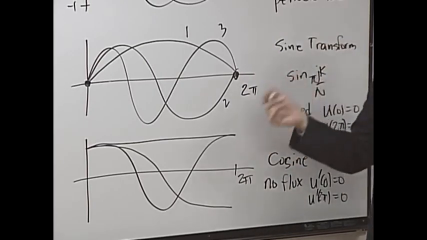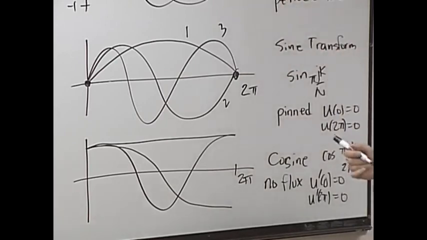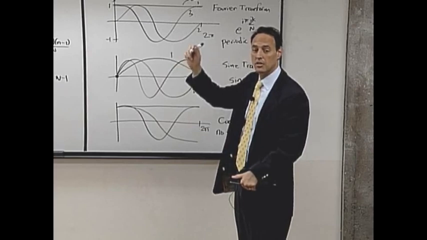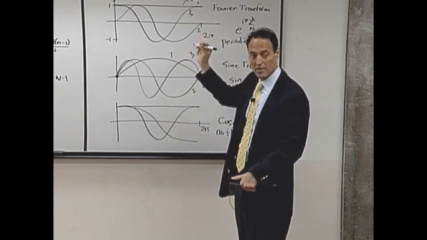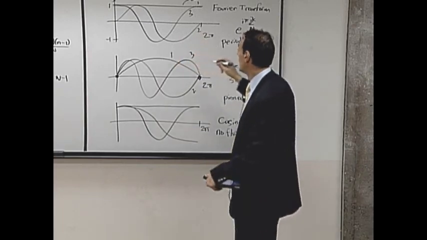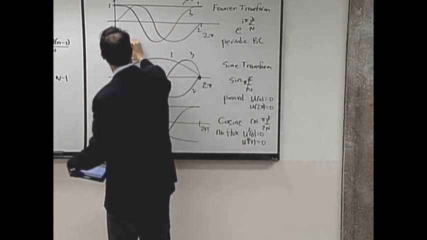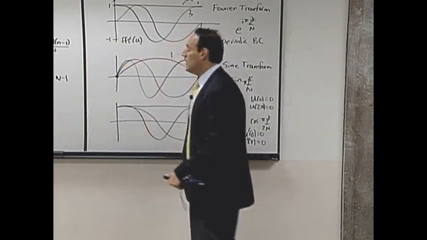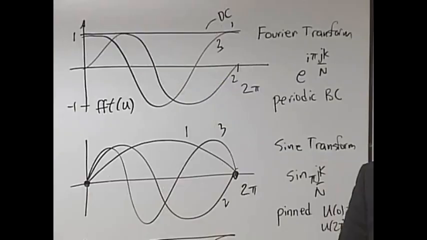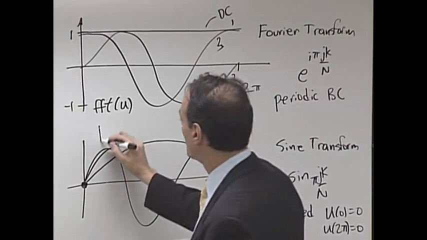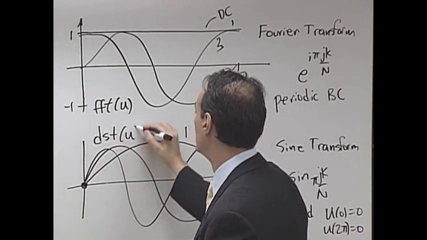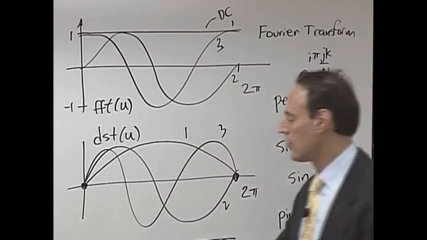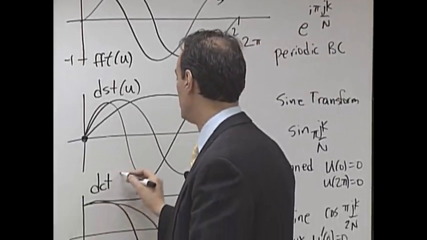When you do the Fourier transform, the way you call it is just FFT U. We've already done that in class. So here's the command for this, FFT U. Sine transform, it's a discrete sine transform, DST U. Cosine transform, DCT U.